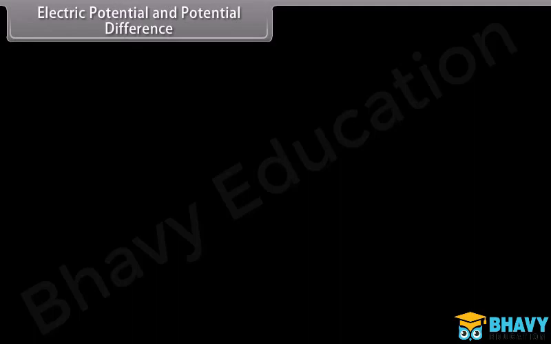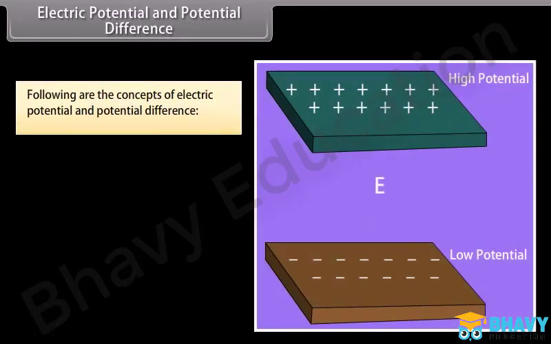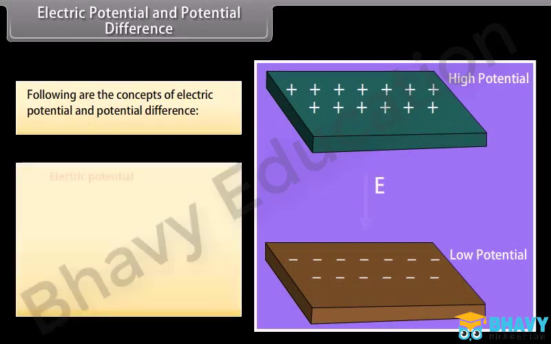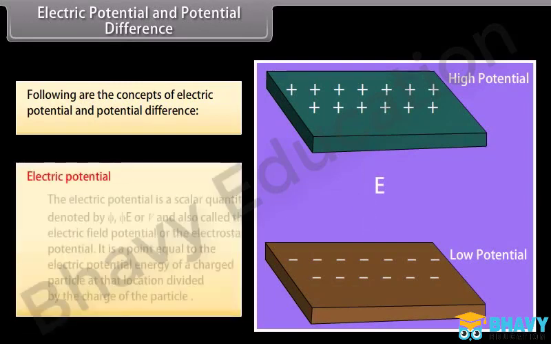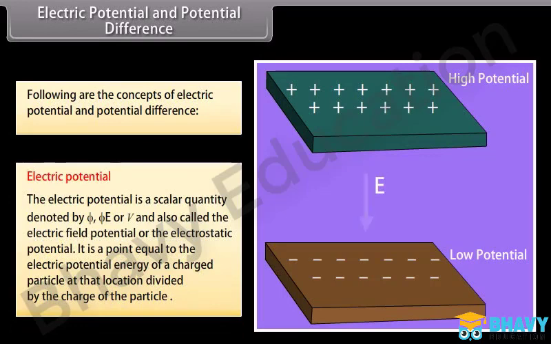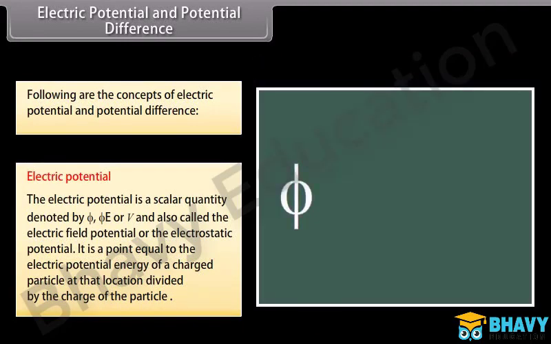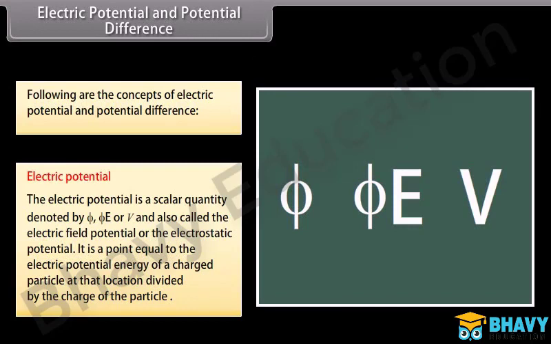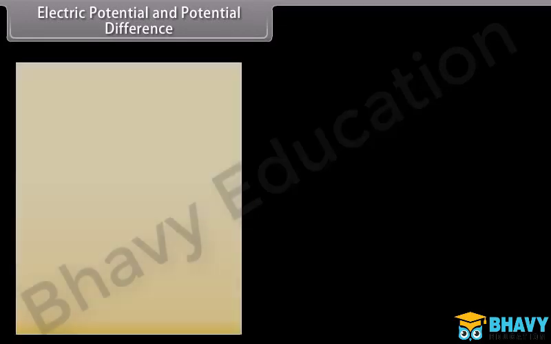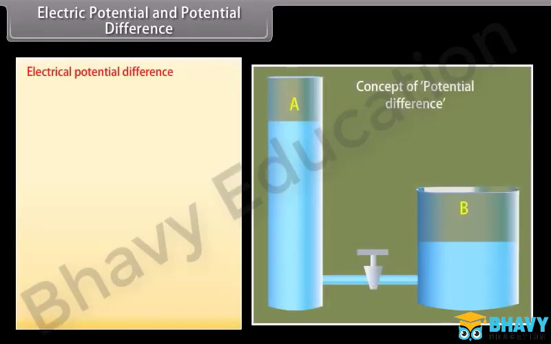Electric potential and potential difference. Let us look at the concepts of electric potential and potential difference. Electric potential. Electric potential is a scalar quantity denoted by E or V. It is a point equal to the electric potential energy of a charged particle at the location divided by the charge of the particle. Electrical potential difference.